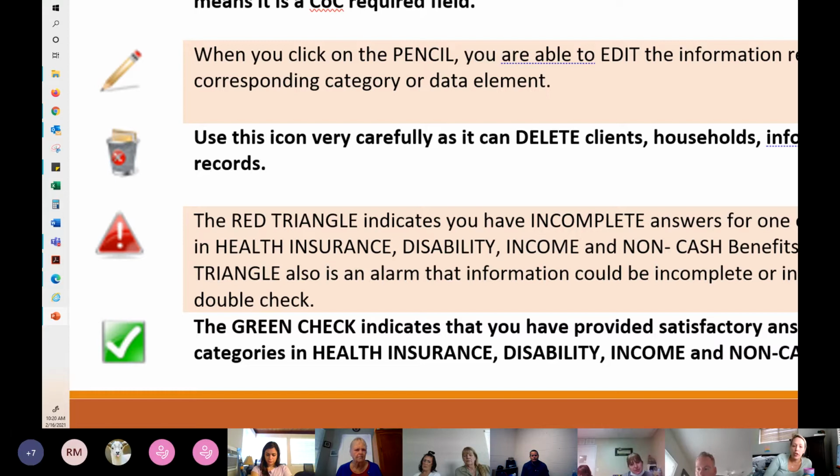The red triangle and the green check mark. So when we're in our HUD disability or our HUD verification fields, like disability, income, non-cash, and health insurance, these fields have HUD verification subassessments. They start out as red triangles, and then as we enter the data and collect information and provide complete responses, those red triangles will turn into green check marks. So we will walk through that in the live site and it will make a lot more sense, I assure you.